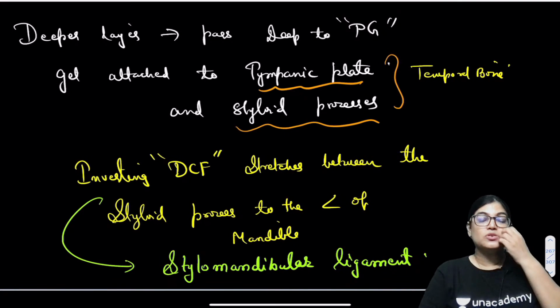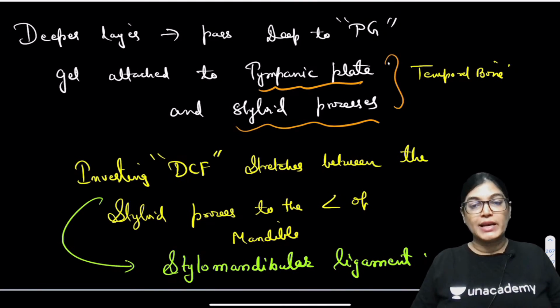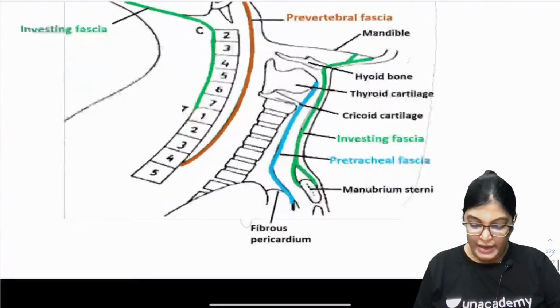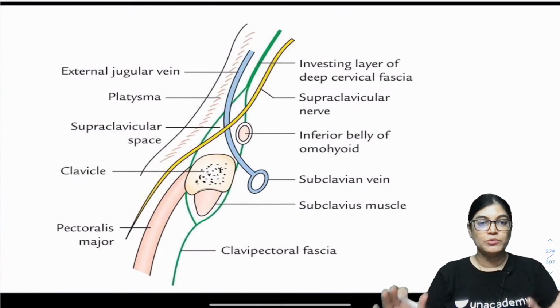Now I am done with the details of the vertical tracing of the investing layer of deep cervical fascia above the level of the hyoid bone. What I want you to know now is the stretching below the level of the hyoid bone. So yes, I will show you that diagram also. Let me show one diagram for it, and this diagram will help you understand.